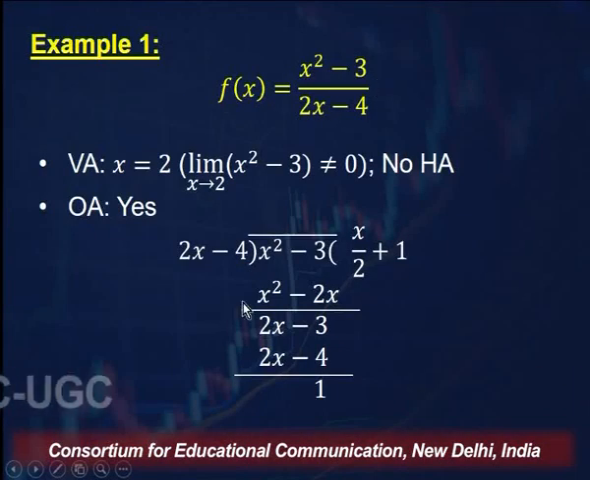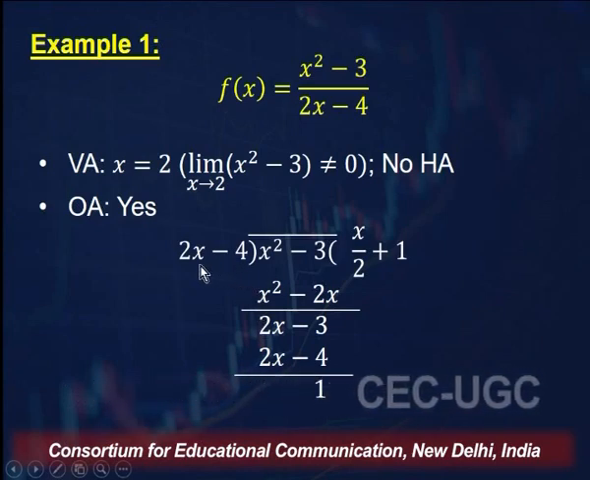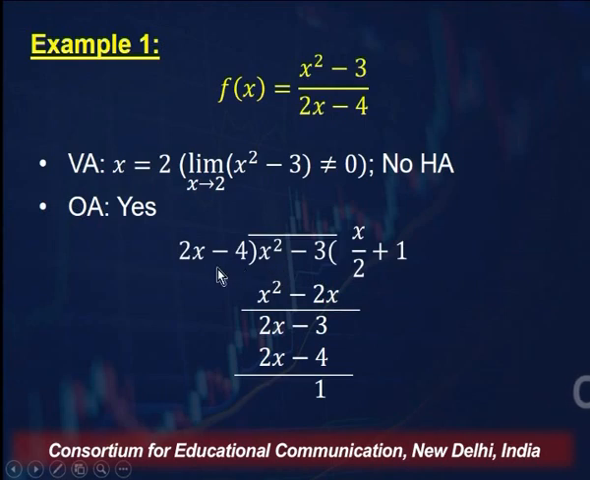So what is the criterion to find the oblique asymptote? You perform the long division where you divide x squared minus 3 by 2x minus 4. Let's see what happens when we do this division. When we divide x squared minus 3 by 2x minus 4, 2x will go into x squared x by 2 times, because 2x times x by 2 is x squared. Once you take that in the quotient, that gives you x squared here, and minus 4 times x by 2 is minus 2x, so that's what I have here.